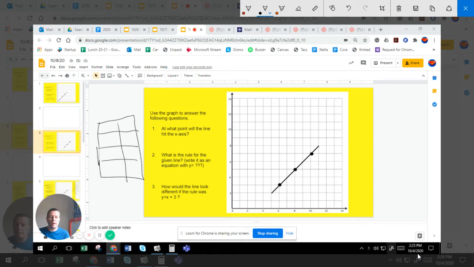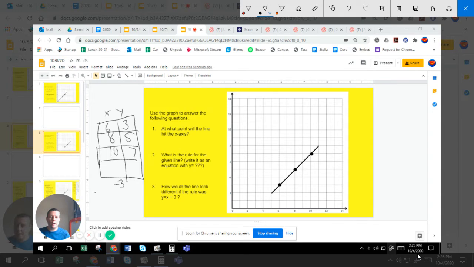So I have 6, 3. Okay, that's my x and y. Then I've got 8, 5. And then I have 10, 7. All right, so those are the pairs that I have. So looking at it, how do I get from x to y? This is take away 3, take away 3, take away 3. All right, so the rule is take away 3.